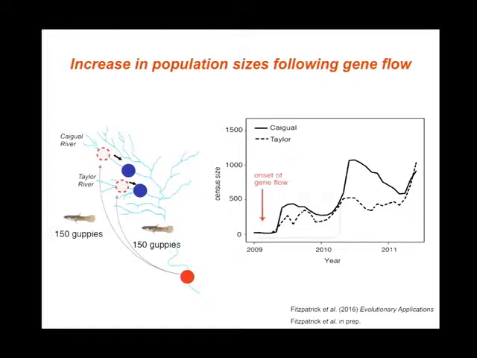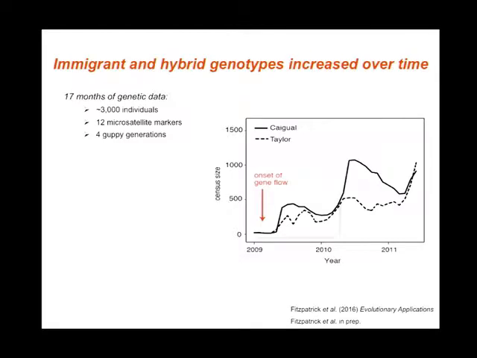I have this gray box here to note the time period in which we genotyped every individual caught and sampled in that period of time. So we genotyped these individuals at 12 microsatellite loci, so just over 3,000 fish with the two streams combined in this window of time. And this spans about four guppy generations following gene flow. And man, I would love to extend that box out further, but that's where we had to stop.